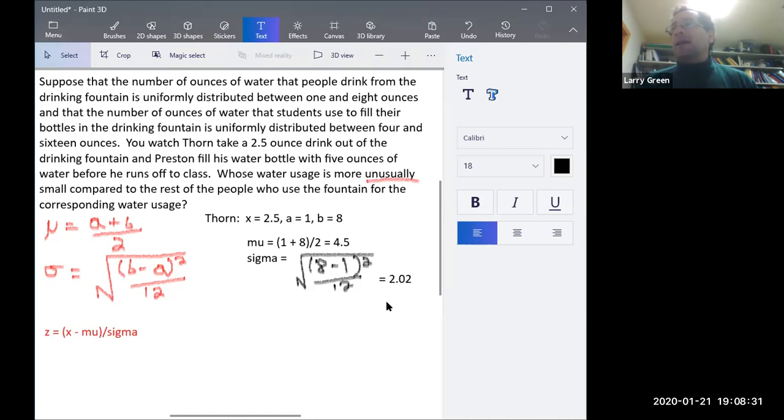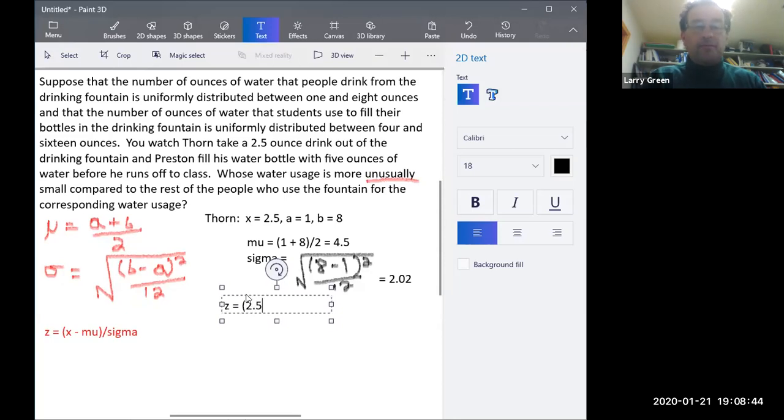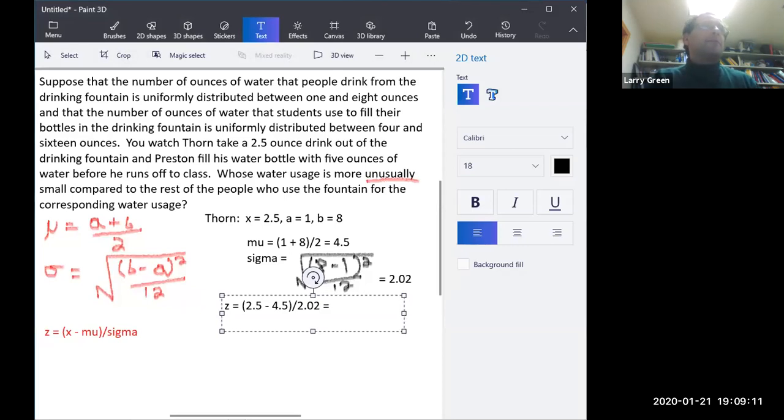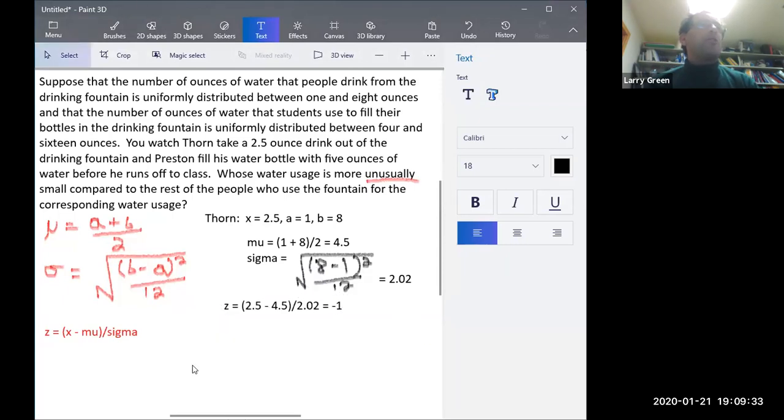So now we find the z-score for Thorn, or his z-score. z is equal to x, which is 2.5, minus mu, which was 4.5, and then we divide by 2.02. Again, that's definitely something you want to do in your calculator. It's around -1, but let me put it exactly. 2.5 minus 4.5 over 2.02. Yeah, negative 0.99, call it -1. Any questions about Thorn's z-score?